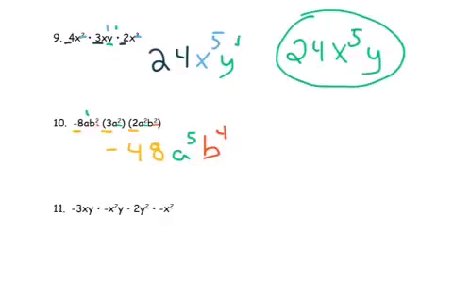11 threw kids for a loop a little bit as well because of the negative x here and the negative x there. Remember, just put a little 1, so it's like negative 1x, negative 1x. First thing we're going to do is multiply our coefficients. Negative 3 times negative 1 times 2 times negative 1 is negative 6. X, I have a 1 plus 2 plus 2 gives me 5. And y to the 1 plus 1 plus 2 gives me 4.